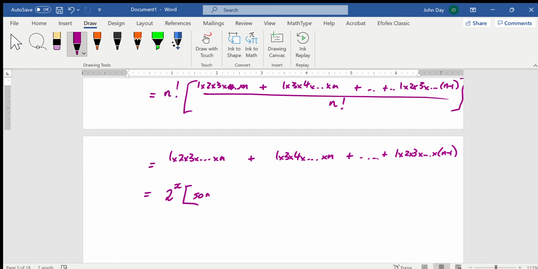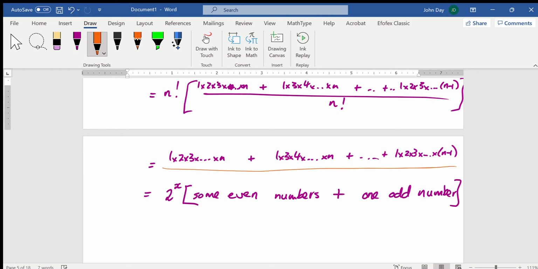You'll have some even numbers plus one odd number. It's because 2 to the x is the most evenness you can factorize out of all of those terms there. So you might explain that. You might say, now, 2 to the x is the highest power of 2 that will factorize.